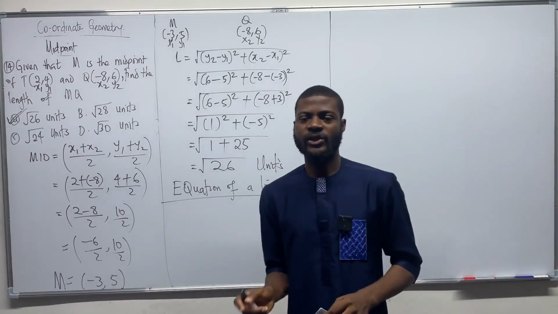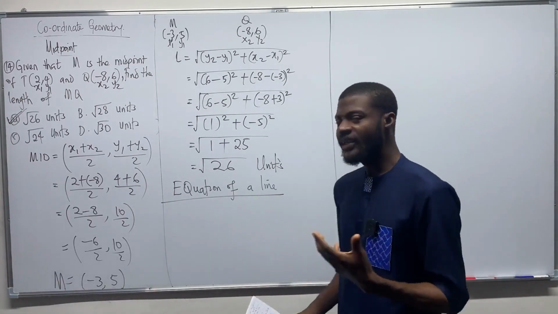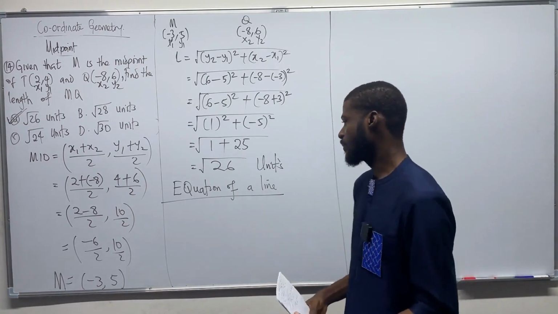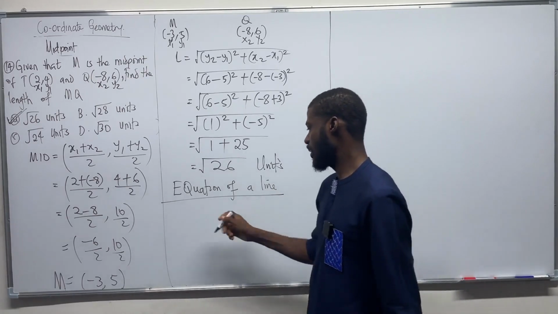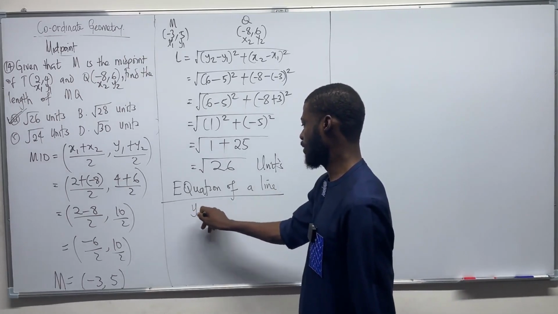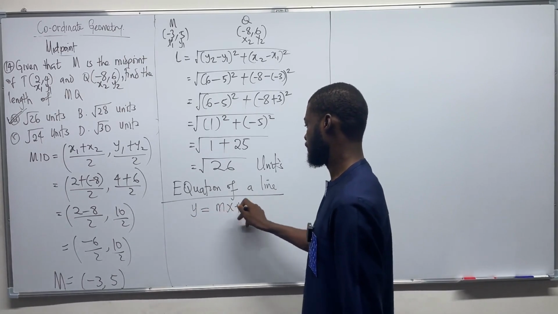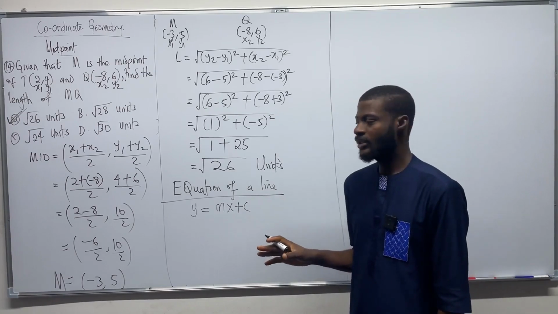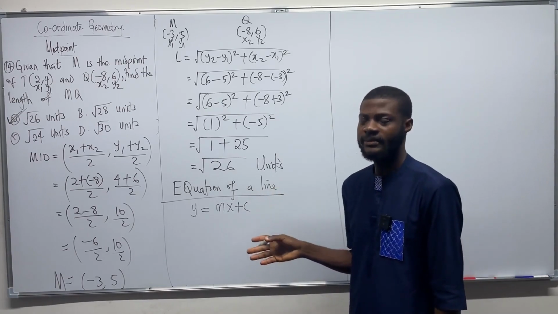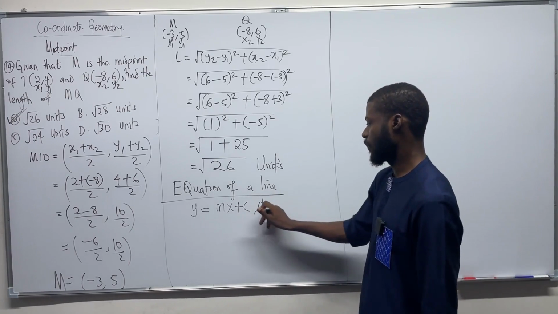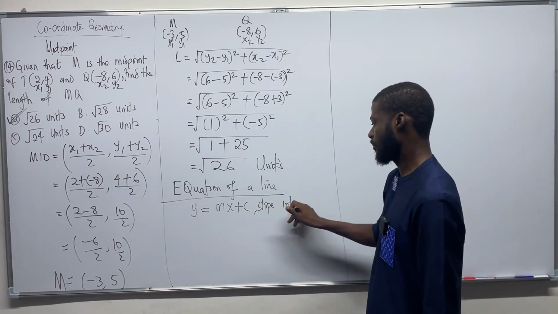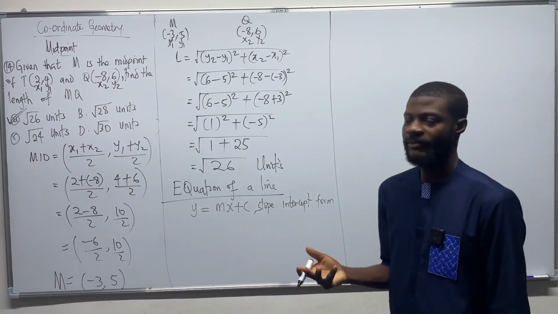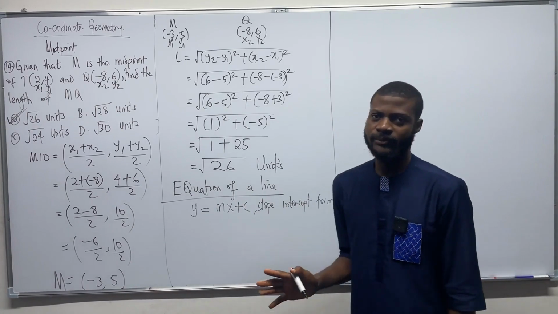Let us discuss the equation of a line. For lines, there are different ways to write an equation. Now, most commonly, we have the form y equals mx plus c. This very form, we call it the slope-intercept form, meaning we have the slope and we have the y-intercept. That's the slope-intercept form, which is actually the most common.